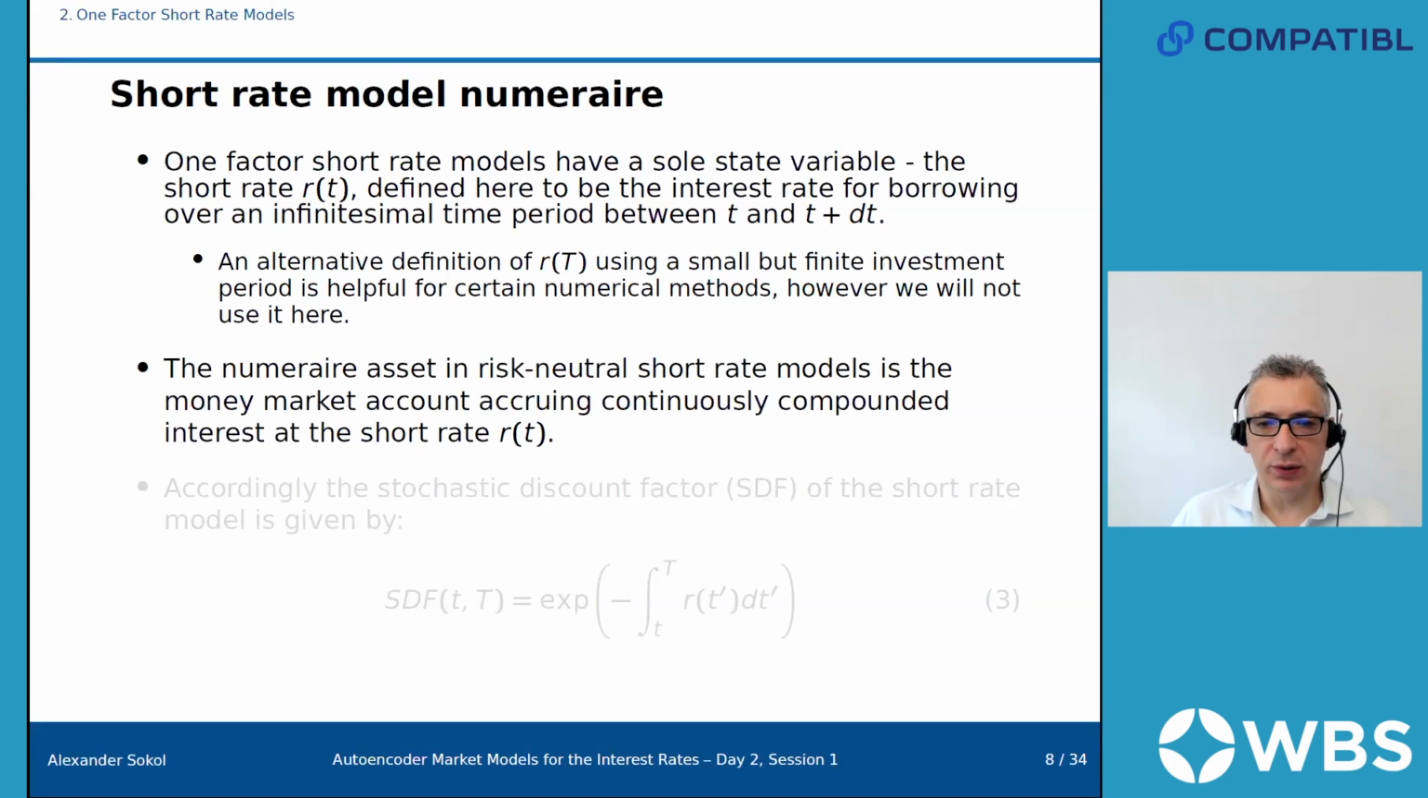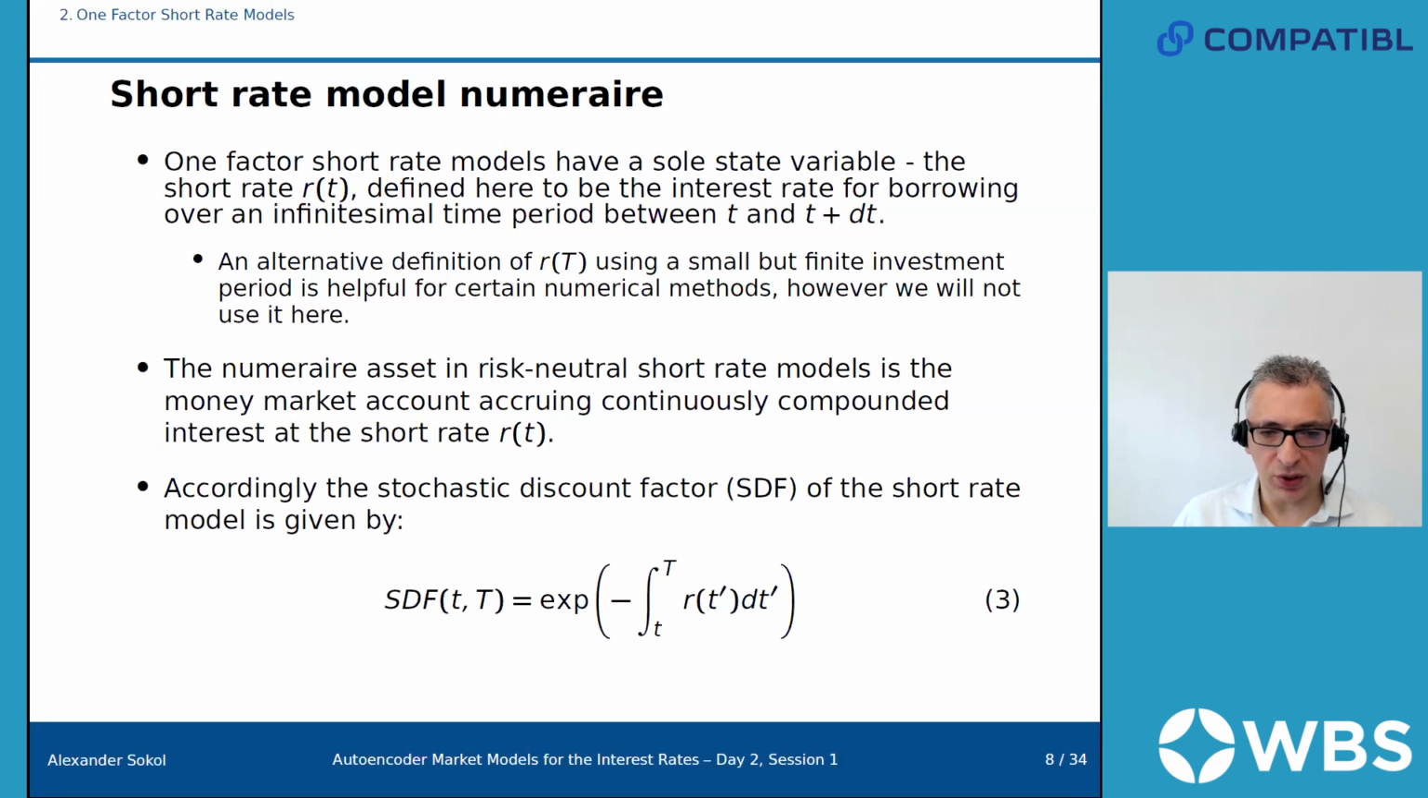The numeraire asset in risk-neutral short rate models is the money market account accruing continuously compounded interest at the short rate. According to this, the stochastic discount factor is given by this expression: the exponent of minus the integral of the short rate over the future path of the short rate in the model, from today, t small, to maturity. I want to remind you that if anybody has questions, please put them in the chat and I'll answer them at a suitable point during the workshop.